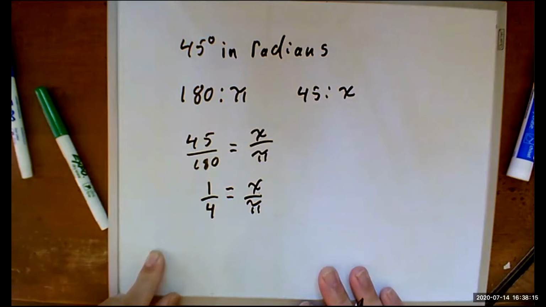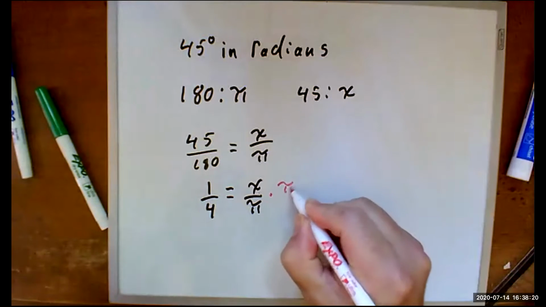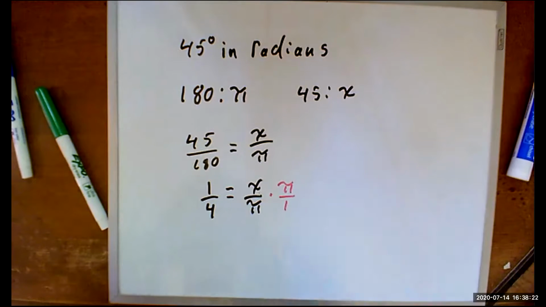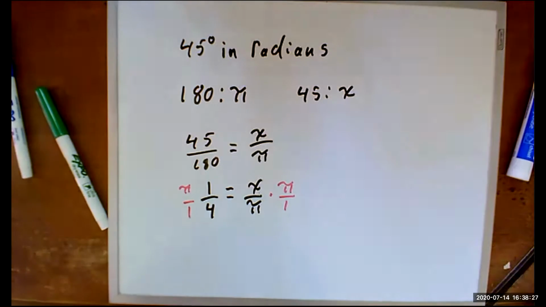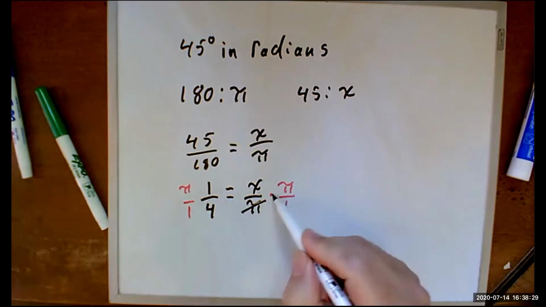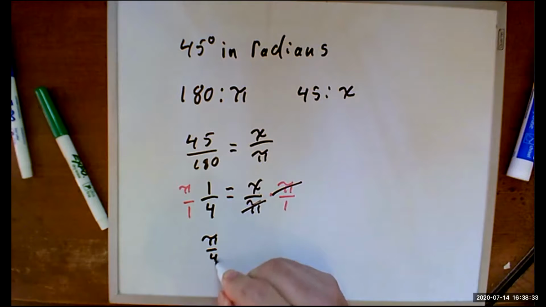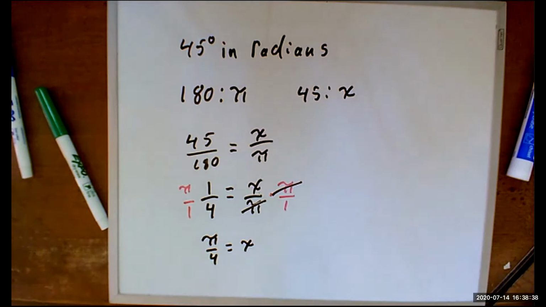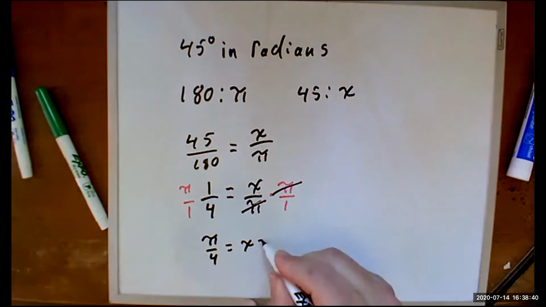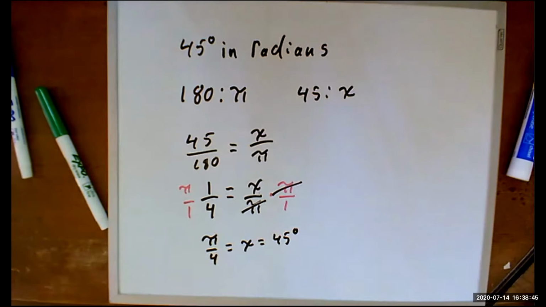We're trying to get x all by itself, so we're going to multiply by pi on both sides. And just for clarity, that looks like that. It's pi over 1. And when we do that, it cancels on this side. And we're left with pi over 4 is equal to x. So 45 degrees is going to be the equivalent to pi over 4. So far, so good.